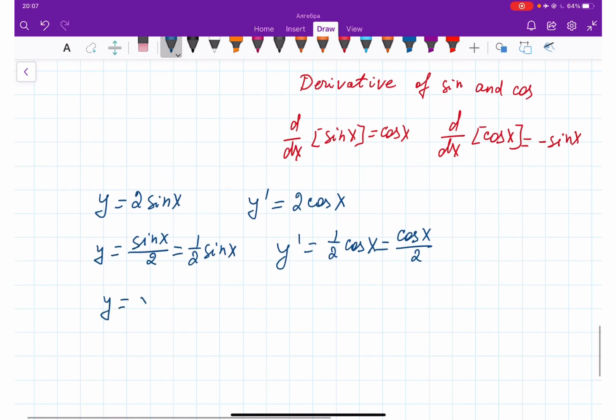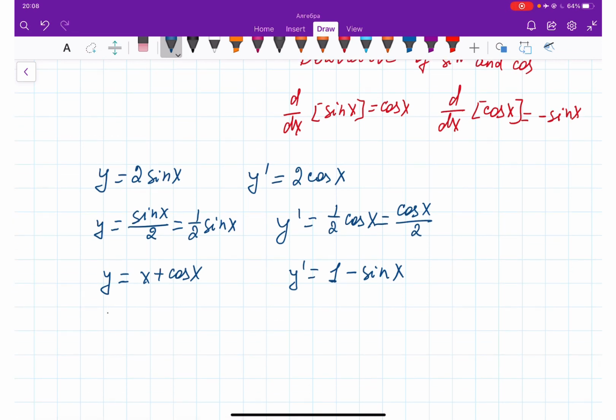Y is equal to x plus cosine x. Y prime is equal to, the derivative of x is going to be 1, right? Remember? x to power 1, 1 comes in front, and 1 minus 1 will be 0. x to power 0 is 1. So it will be 1 times 1. Okay? So 1 and minus sine x, because the derivative of cosine is negative sine.